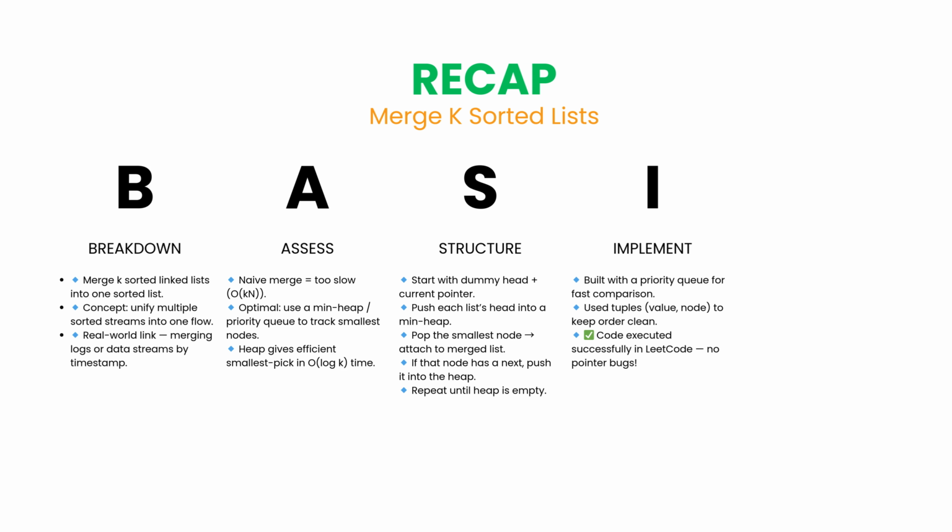Implement recap. We implemented this using a min-heap, storing tuples of node value, node, to ensure proper ordering. Running it on LeetCode, the solution executed cleanly and efficiently merged all lists without errors. Check recap. We verified the logic across all general cases and edge cases. The solution runs in O(N log k) time with O(k) space for the heap and produces correct results consistently.